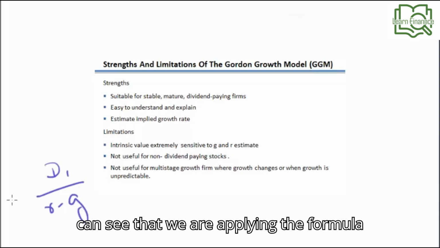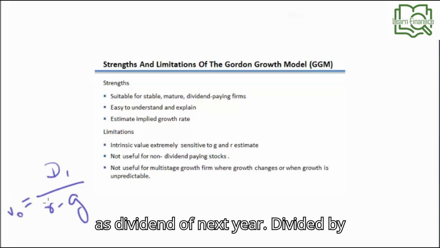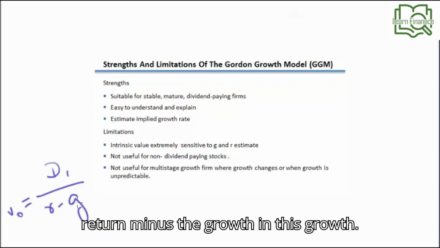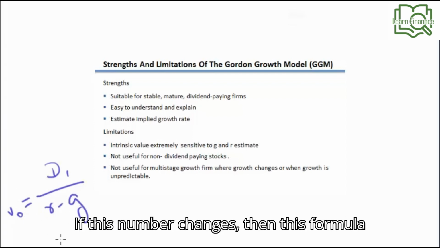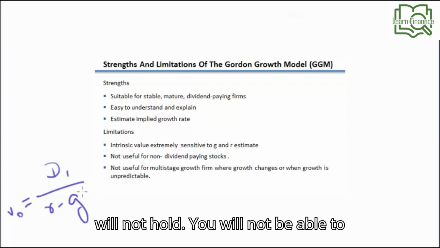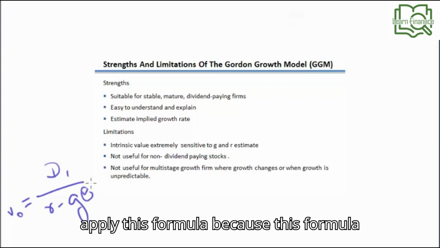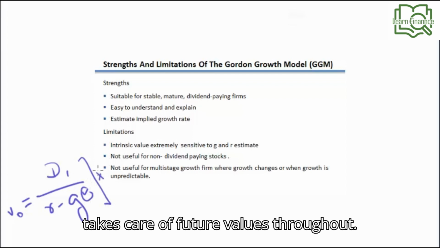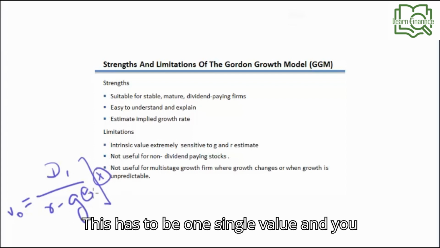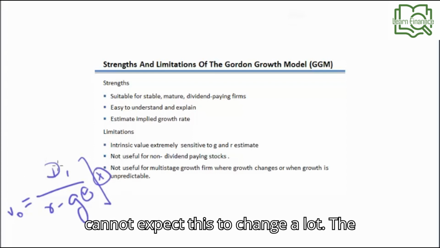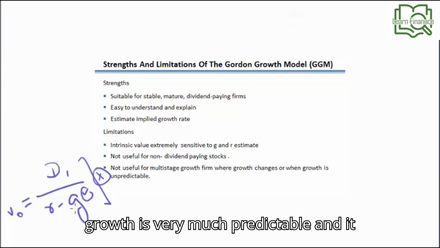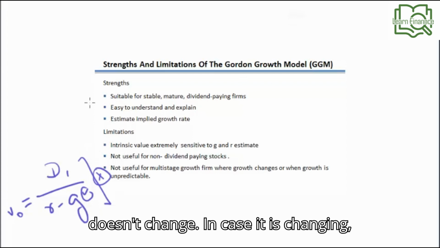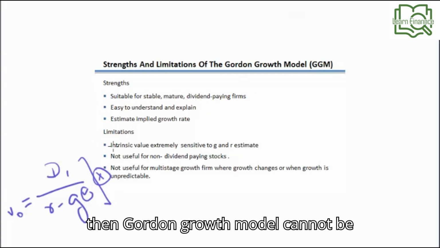As you can see, we are applying the formula as the dividend of next year divided by the return minus the growth. If this growth number changes, then this formula will not hold. You will not be able to apply this formula because it takes care of future values throughout. This has to be one single value, and you cannot expect this to change a lot. The growth is very much predictable and doesn't change. In case it is changing, then the Gordon growth model cannot be applied.